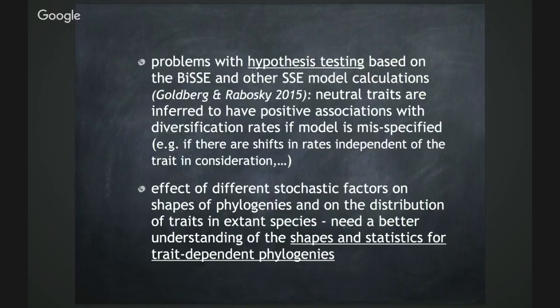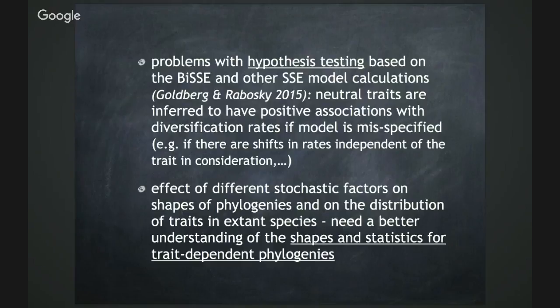a specific review paper, which was quite good, by Goldberg and Roboski, which discussed all of the problems with hypothesis testing based on these likelihood models. Essentially, model misspecification will lead to incorrect inferences. Type 1 error is quite large because there are other factors that can lead to a specific kind of phylogeny, and it's not due to the state-dependent traits at all, or the rates that depend on the trait in question. They could be just completely other stochastic factors.